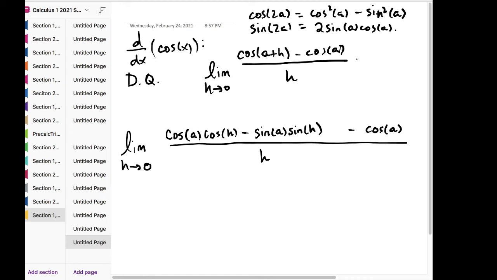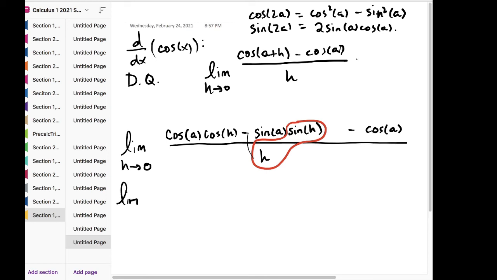cosine. So now what? What is a limit that you see here that's a nice limit? What should be jumping out at you? Yes, always sine h over h. Right, since our limit is going to 0, we can just look at that limit. So let's split up this fraction and take this out to the side.